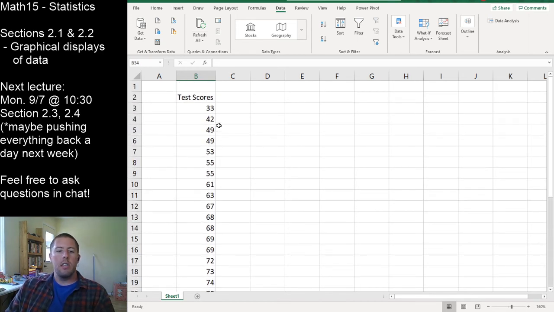So let's see what the very default settings are, and then let's play with all the settings that Excel has to make some different graphs here. I'm going to do the least number of clicks possible to get a histogram on the screen, but then we'll all decide that we don't like some parts of it.